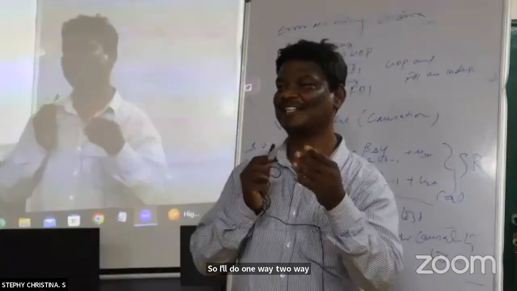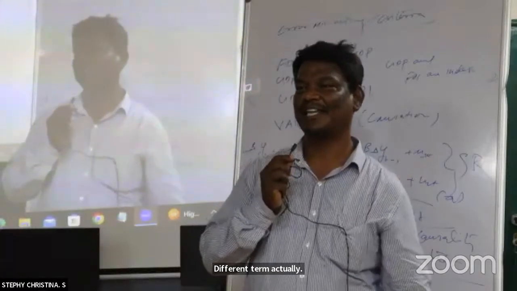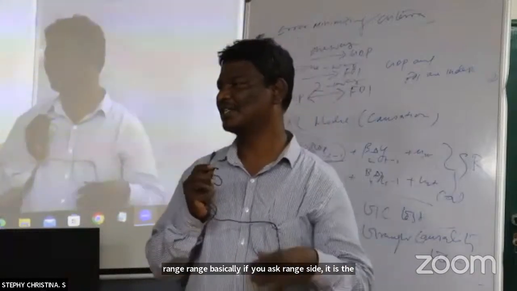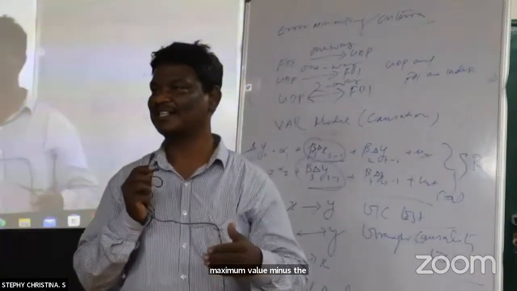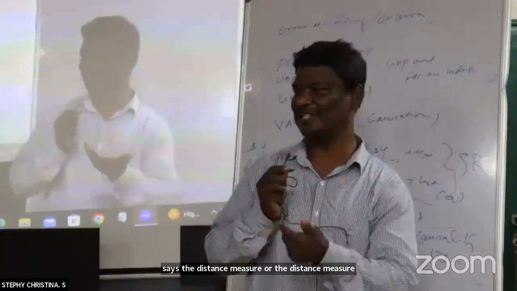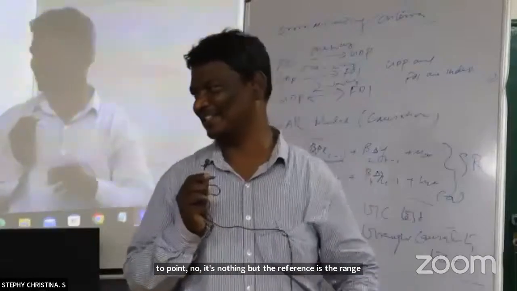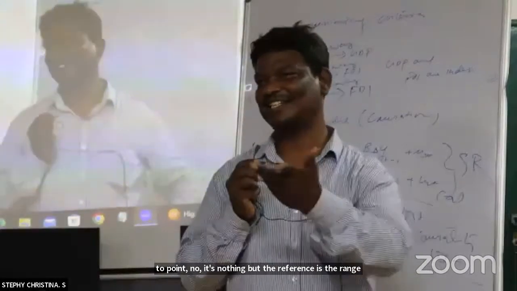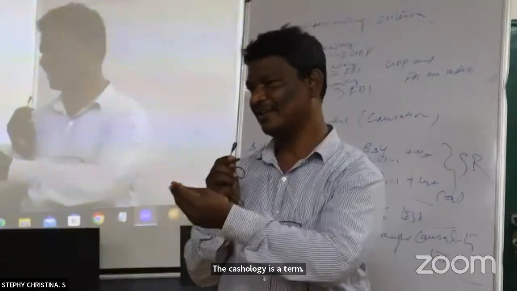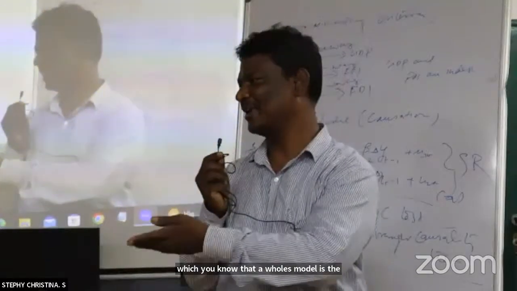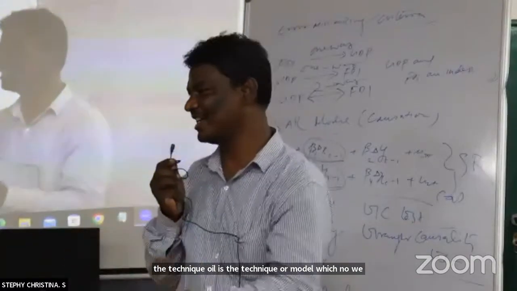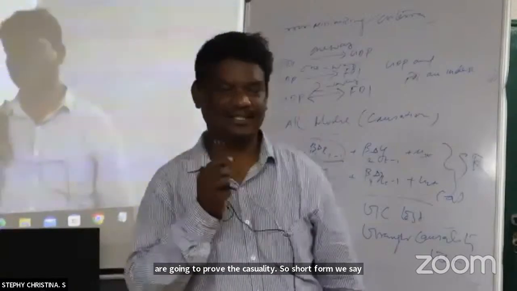Take range. Range, basically, is the maximum value minus the minimum value. Some people say it's point to point, somebody says it's a distance measure. What is the distance measure? It's nothing but the difference, which is the range. Causality is a term, and OLS is the technique or model with which we are going to prove the causality. So in short form we say causality test. That's it, nothing else. Okay.